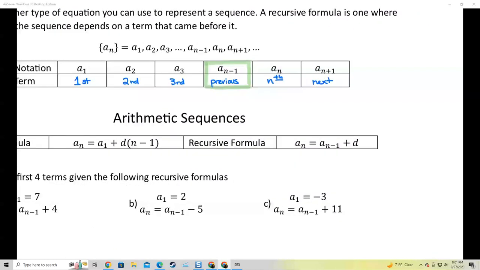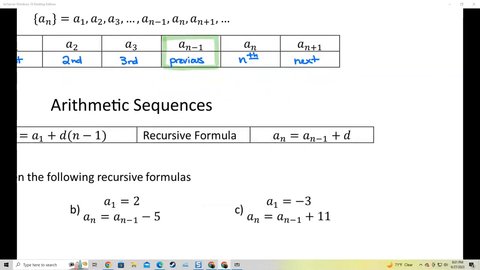Today, our focus, however, is going to be on the recursive formula for arithmetic sequences. So if you can do me a favor and, with your highlighter, grab this and put a little thought bubble here, because this is the formula we're going to be using today. It's going to be called the recursive formula.